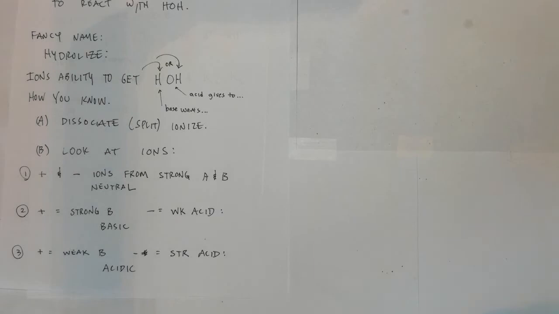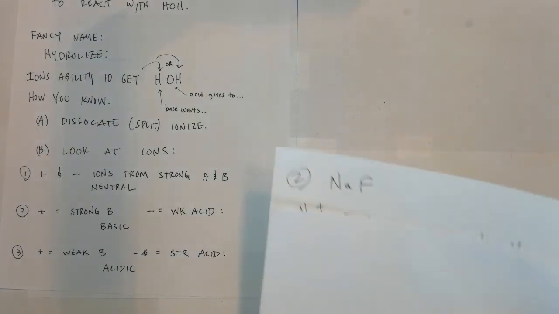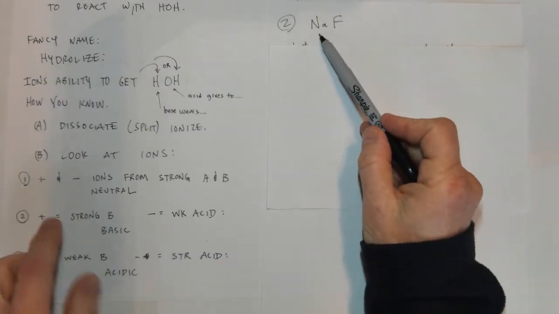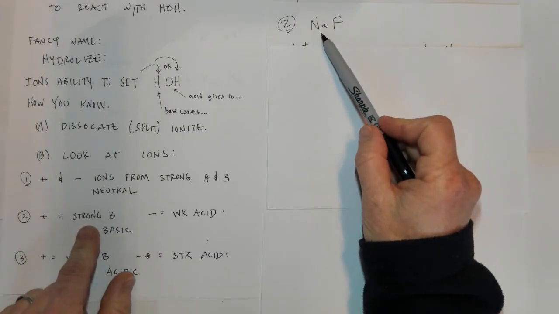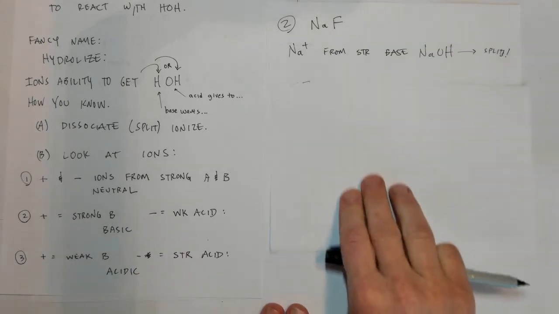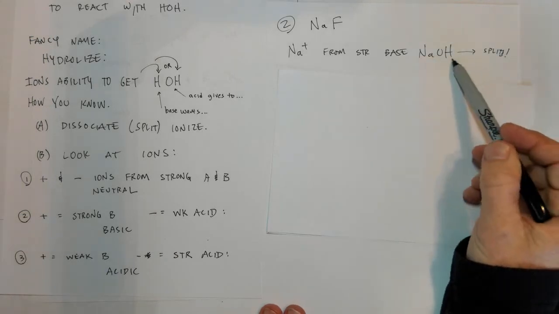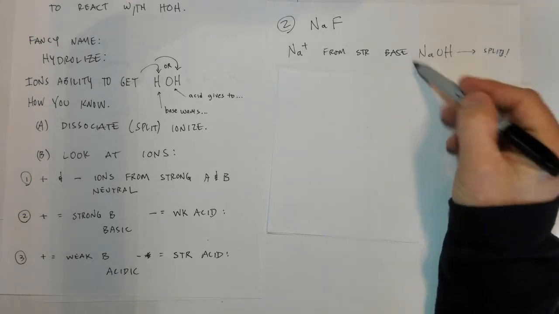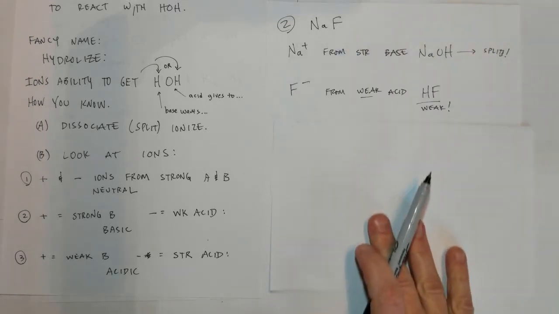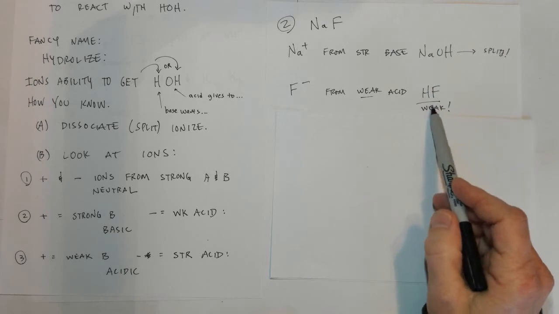Next case, number 2, a weak acid and a strong base. So here's an example of a salt, NaF, put together from Na, which is from a strong base, NaOH, and F, from a weak acid, HF. So Na plus is from a strong base, and so it would split up, and Na then has no desire to go back looking like this at all. F minus, on the other hand, came from a weak acid, HF.